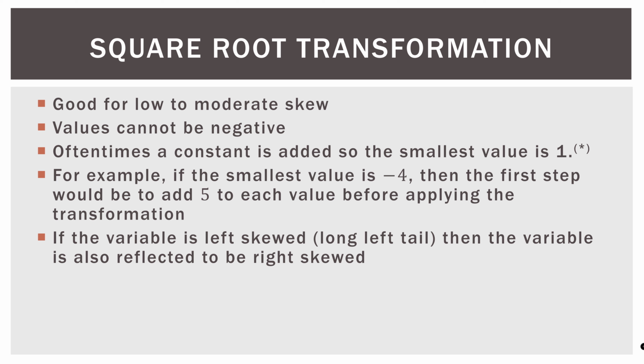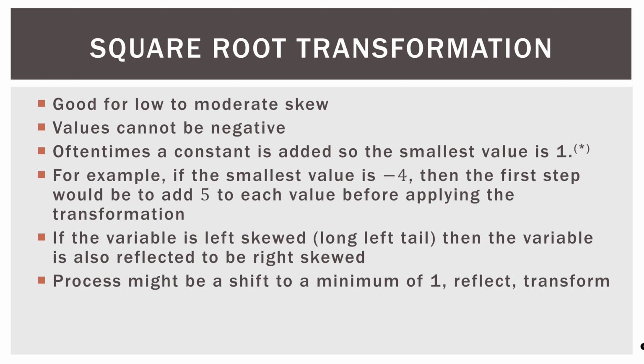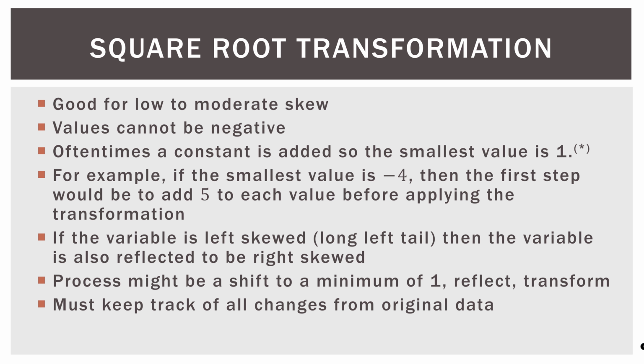Now, if the variable is left skewed, so a long left tail, then the variable is also reflected to be right skewed, and we covered why that is in previous videos. The process might be: shift to a minimum of 1, then reflect, then transform. Shift, reflect, transform.